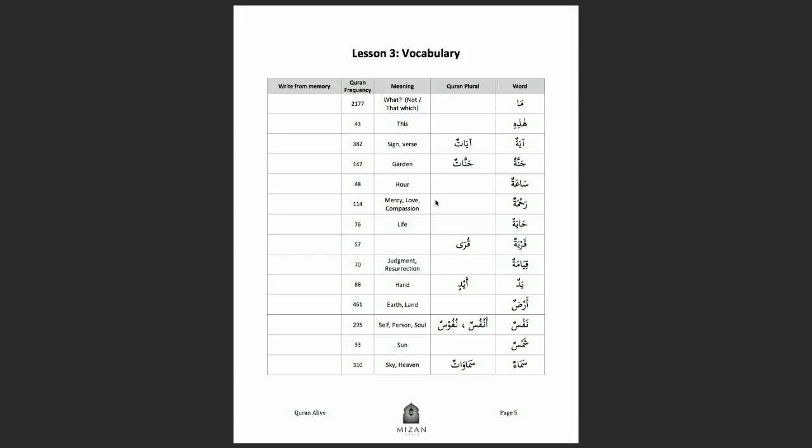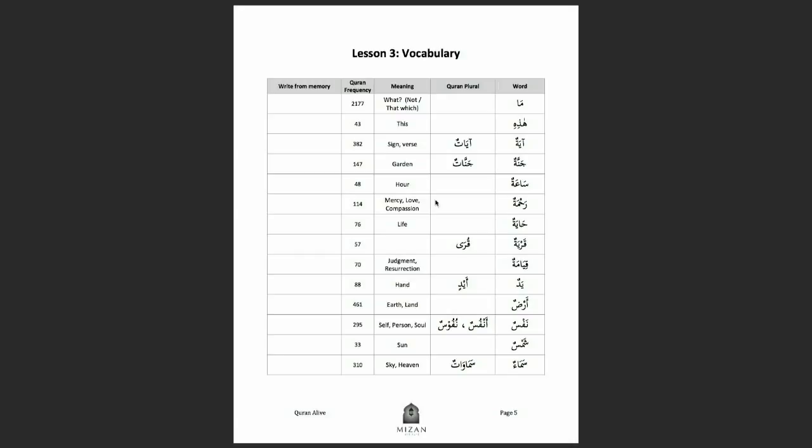Next one, Qiyamatun means judgment or resurrection. Yadun is a hand. What are many hands? Aydin. Altogether? Aydin. Next one, Ardun is earth, land. Next one, Nafsun. What's Nafsun? A soul. There's two plurals used in the Quran for Nafsun. The one is Nufus and the other one is Anfus. Say those two. Anfus and Nufus are both plurals for Nafs.